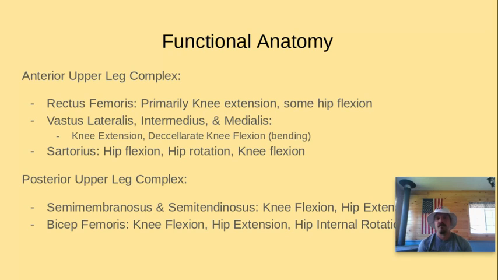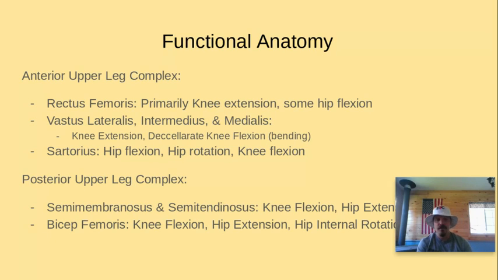So just remember rectus femoris as primarily a knee extensor, as well as vastus lateralis, intermedius, and medialis. Sorry. And then their primary role is knee extension, and they decelerate knee bending, right? So again, they're the opposite muscle group. So when I forcefully flex my knee, my quad group helps control the rate at which I do that.